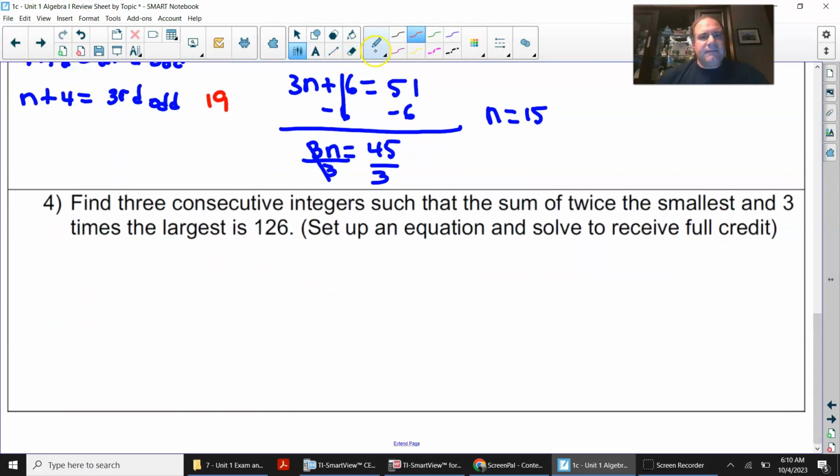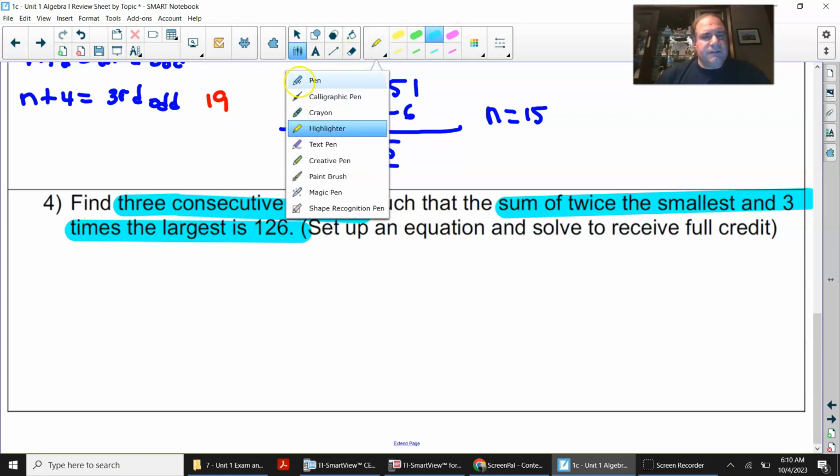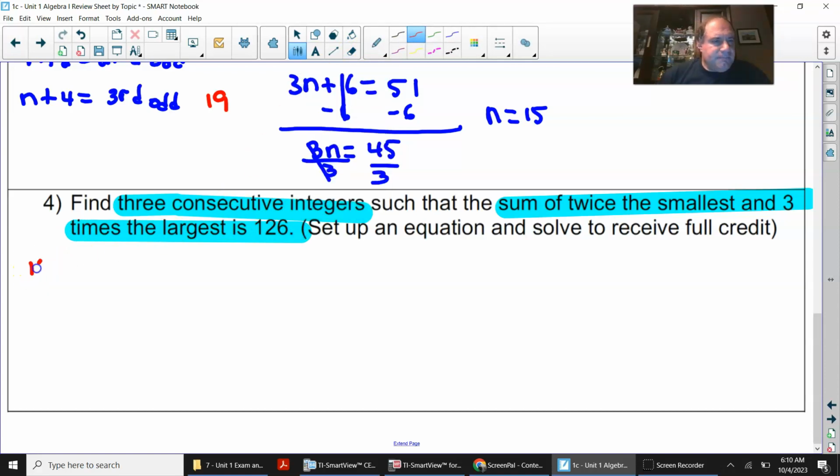Find three consecutive integers. I'm going to highlight 3 consecutive integers, such that the sum of twice the smallest and 3 times the largest is 126. Set up an equation that's solved to receive full credit. So, key: 3 consecutive integers. n is the first. n plus 1, second. n plus 2, third.